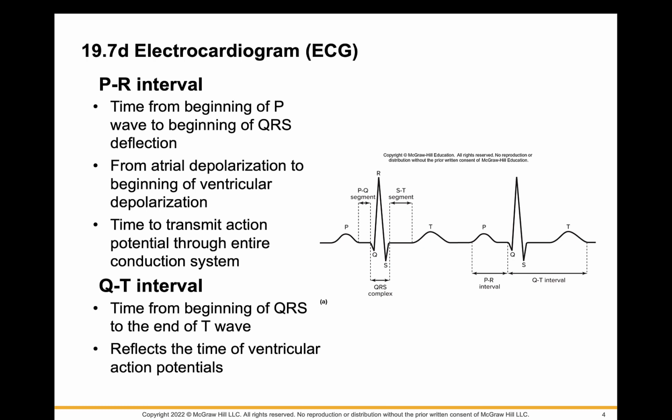Now, when we look at the PR interval, that is the time from the beginning of the P wave to the beginning of the QRS complex, from atrial depolarization to the beginning of ventricular depolarization. This is the amount of time that it takes to move through the entire conduction system. When we look at the QT interval, we're now really looking at the time reflective of ventricular action potentials.